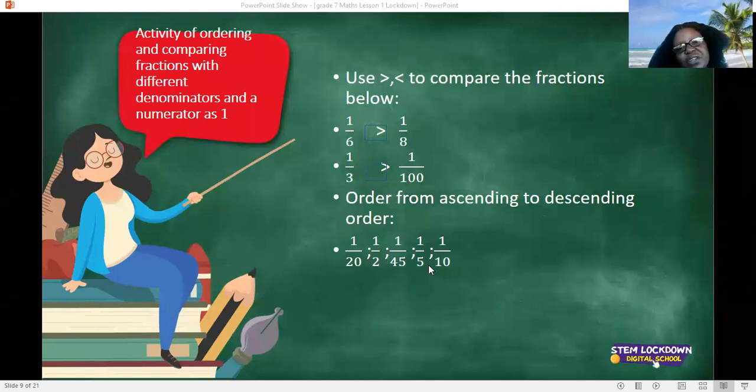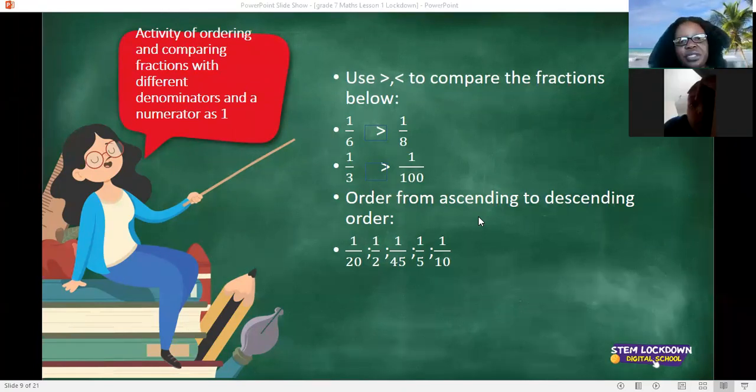So let's go back to the question. It says order from ascending to descending, meaning that you have to order from smallest to biggest. You can also remember what ascending means this way: A is the first letter of the alphabet, so we can say A is 1, and D is the 4th letter. A being the first letter, the smallest, ascending is from smallest to biggest. And because D is the 4th letter, descending is from biggest to smallest. I hope you do not forget that.